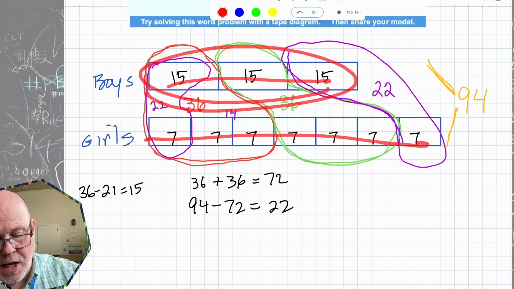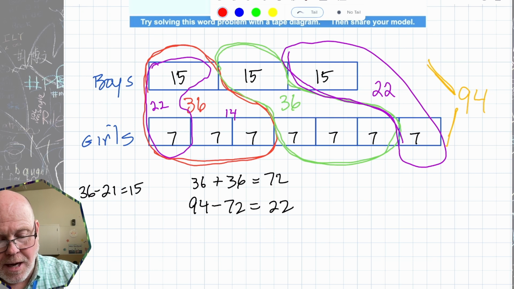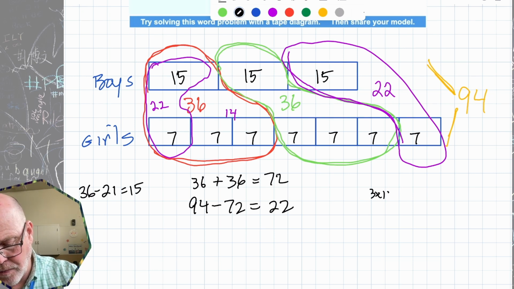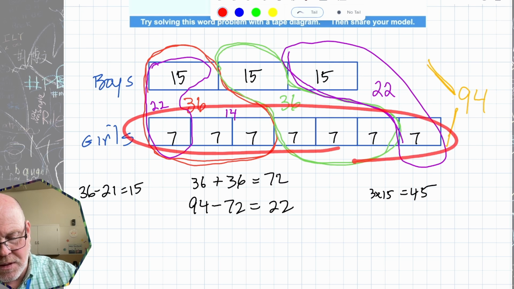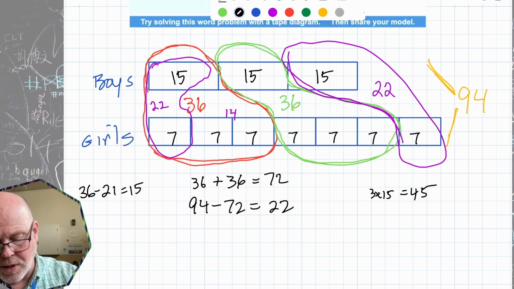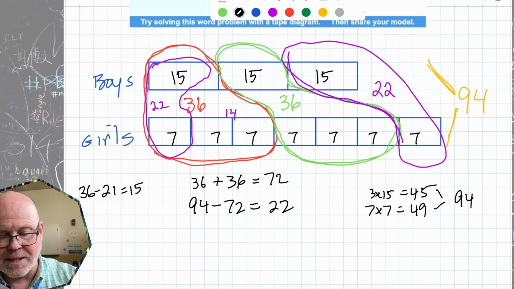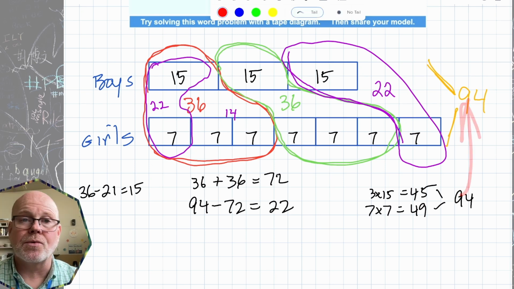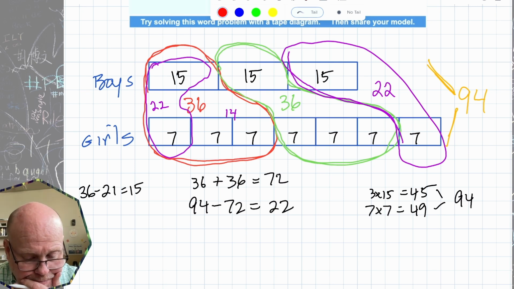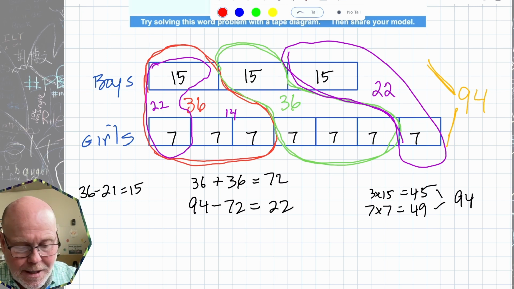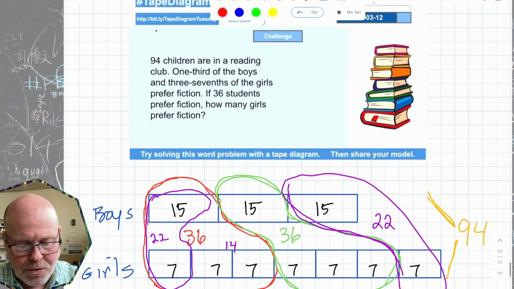And if we want to check, we could say 3 copies of 15 is 45. And 7 copies of 7 is 49. And if we add those together, we get 94, which is exactly the total. So we know we're right. Things are feeling good. So let's go back and see what we're supposed to figure out.